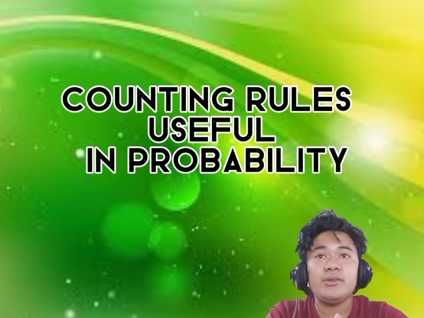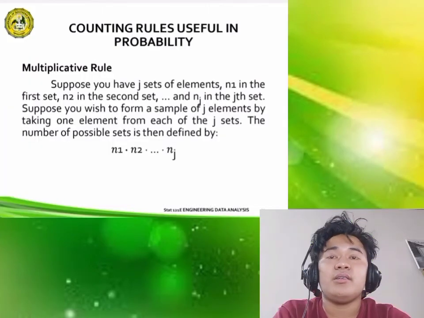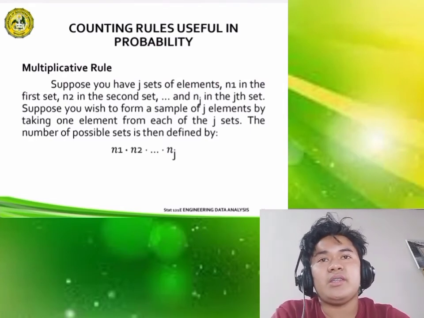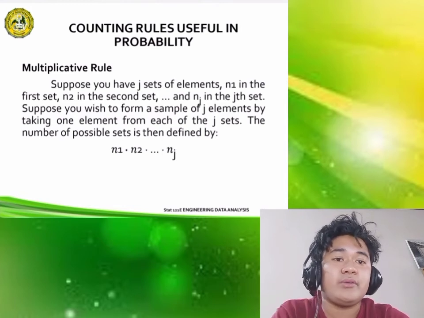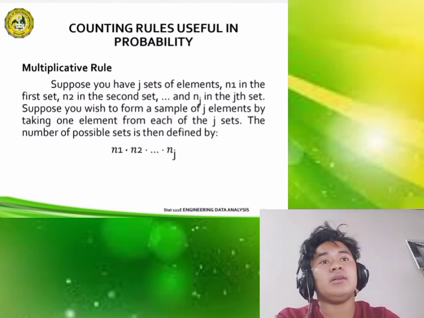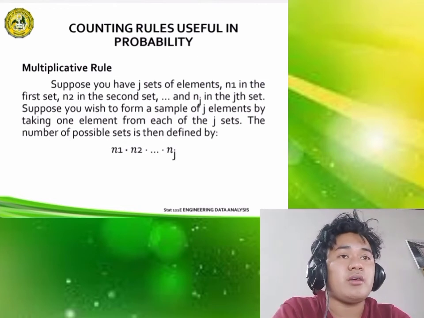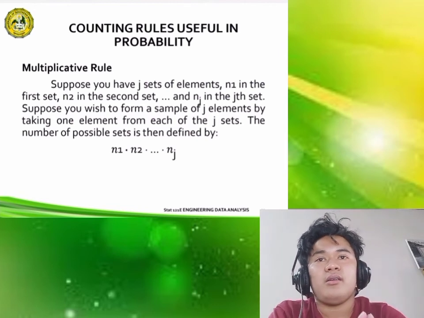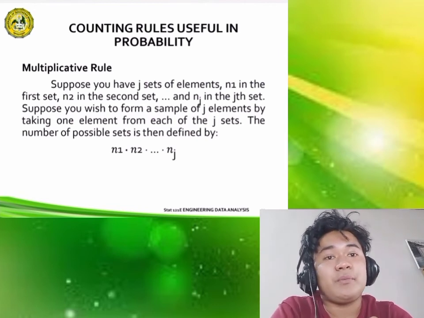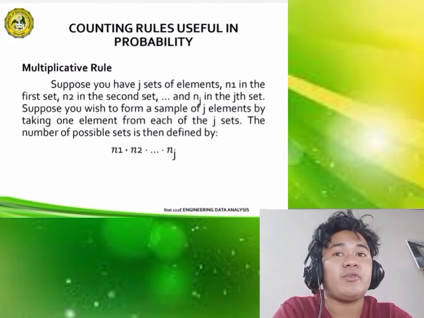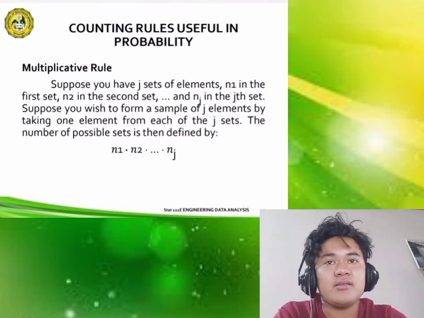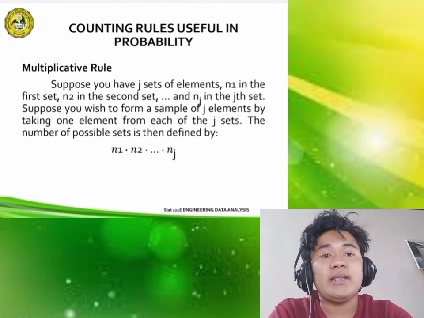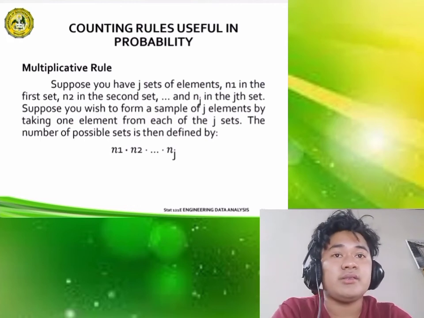Now let's proceed to the counting rules useful in probability. So the first rule is the multiplicative rule. Suppose you have j sets of elements, n sub 1 in the first set, n sub 2 in the second set, until you reach n sub j in the jth set. Suppose you wish to form a sample of j elements by taking one element from each of the j sets. So the number of possible samples is then defined by n sub 1 multiplied by n sub 2, and so on until you reach n sub j.